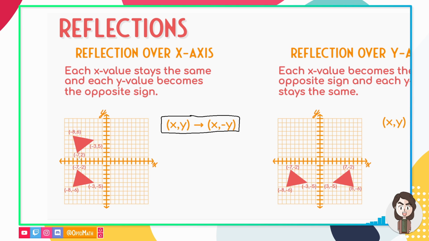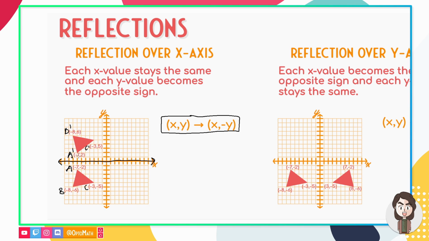So let's just take a look at our image. I am drawing over the x-axis because that is our line of reflection. So let's look at our coordinates. Notice the x's do stay the same. -7 and -7, -8 and -8, -3 and -3, and we have swapped signs for our y values. So let's go ahead and do our A, B, C, and then we're gonna have A prime here, B prime here, and C prime here.